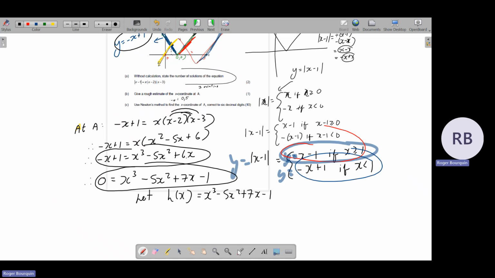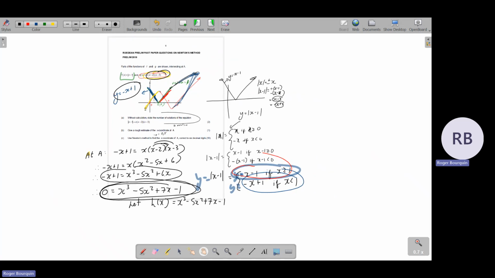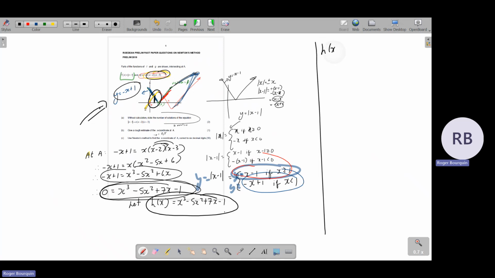Here's that function. So when I'm finding the x-intercept of that, what I'm doing is finding the point of intersection of A over here. But I've got to get it to a single equation. So now the question becomes basically use Newton's method to solve this equation, to find the root, the x-intercept of that equation. So my equation is h of x is equal to x cubed minus 5x squared. This is my equation for the points of intersection of the two graphs. And we're going to find the x-intercept of that.